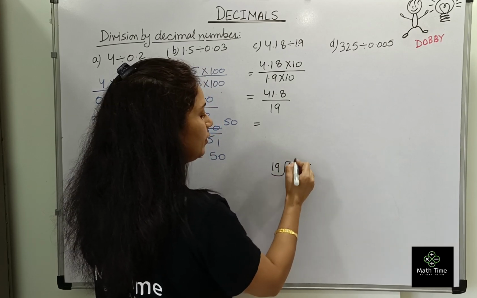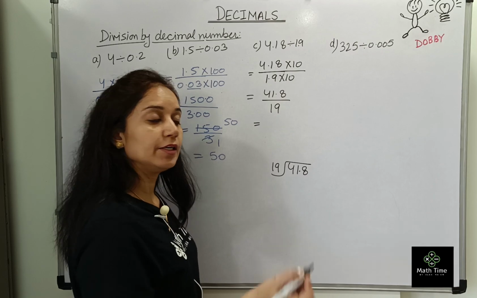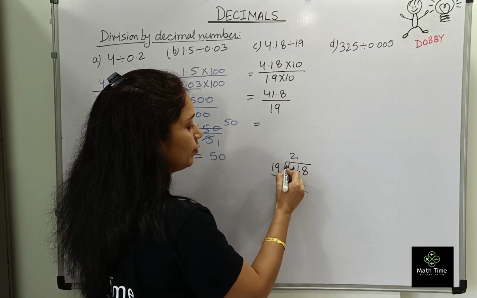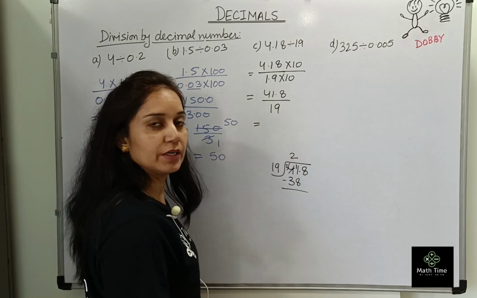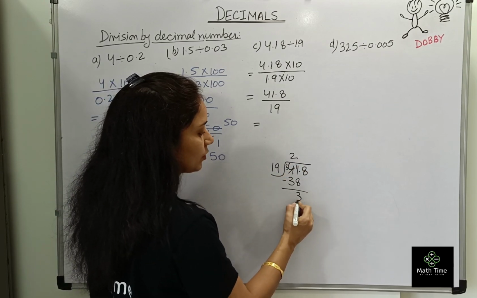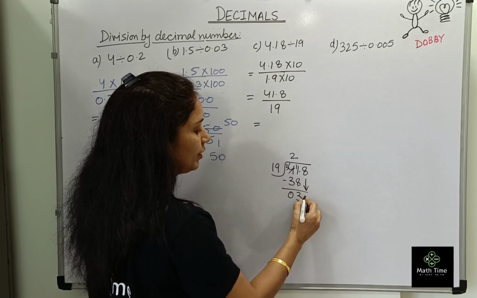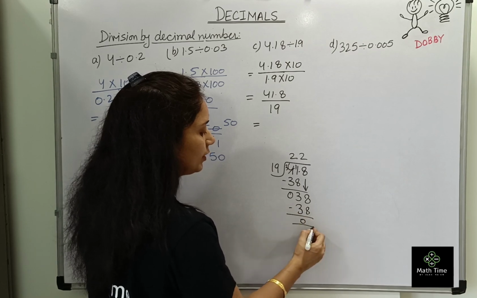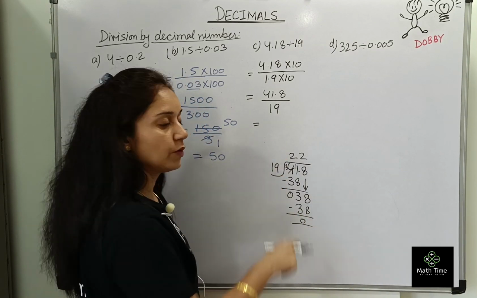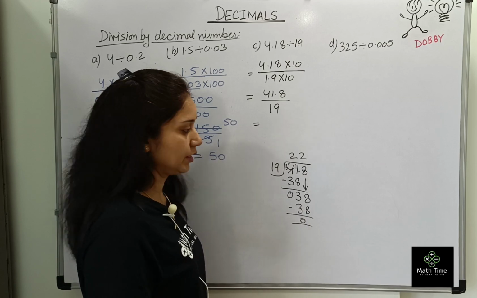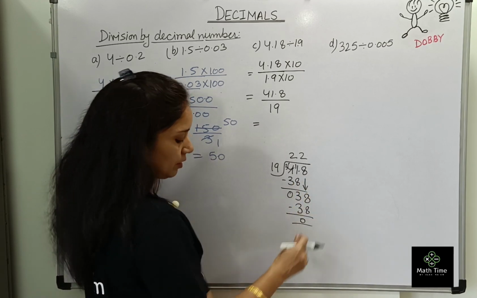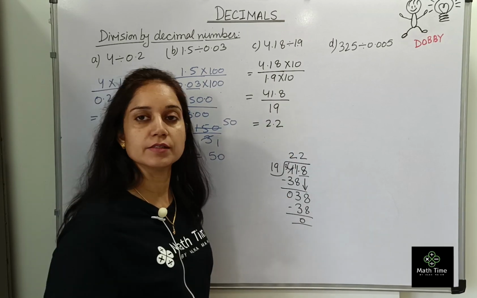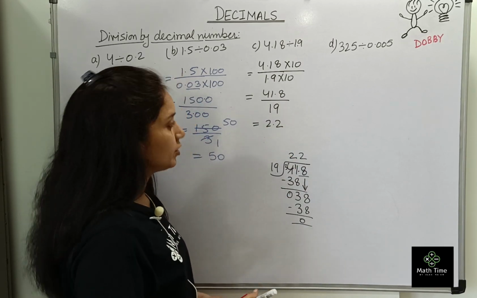41.8 divided by 19. 19 ones are 19, 19 twos are 38 will work here. Cut, it becomes 3 and here 11. 11 minus 8, 3. 3 minus 3, 0. Copy next number 8 down. 19 twos are again 38. 38 minus 38, 0. Quotient you are getting 22, but here we have to put decimal. How many decimal places here? 1 decimal place. So it becomes 2.2 is the answer. Okay, now let us check out next question.